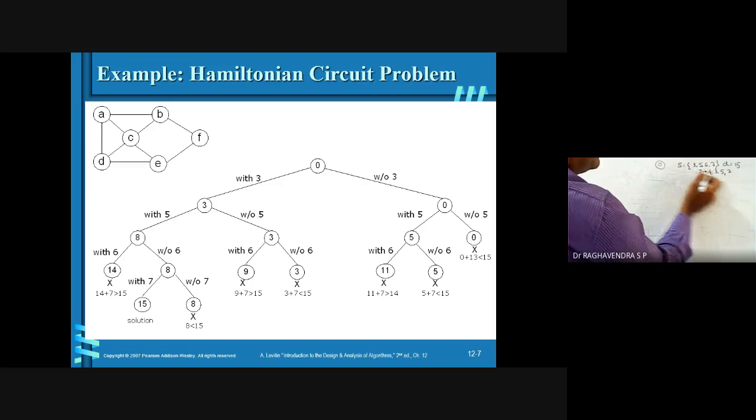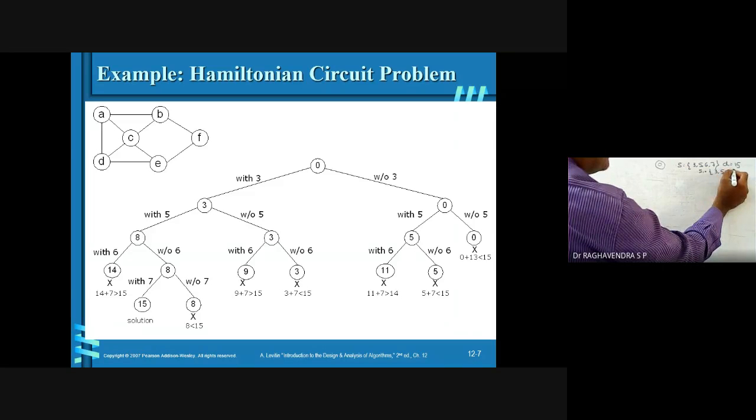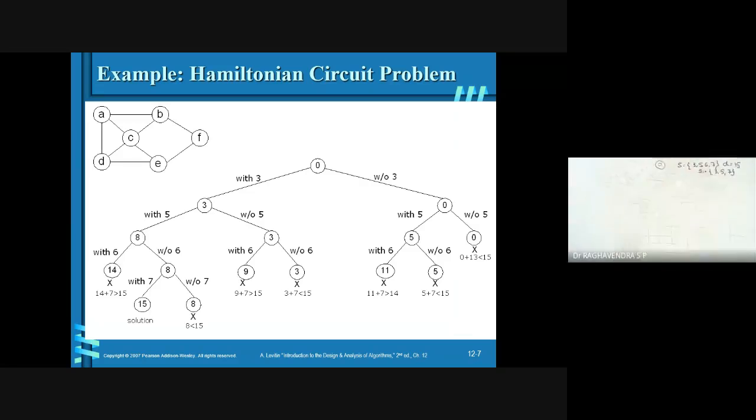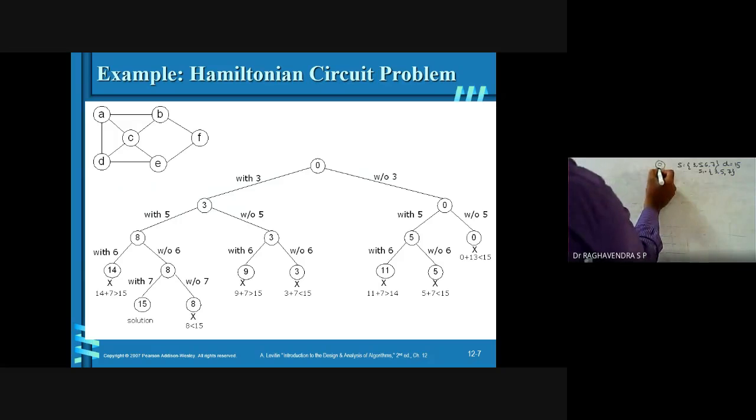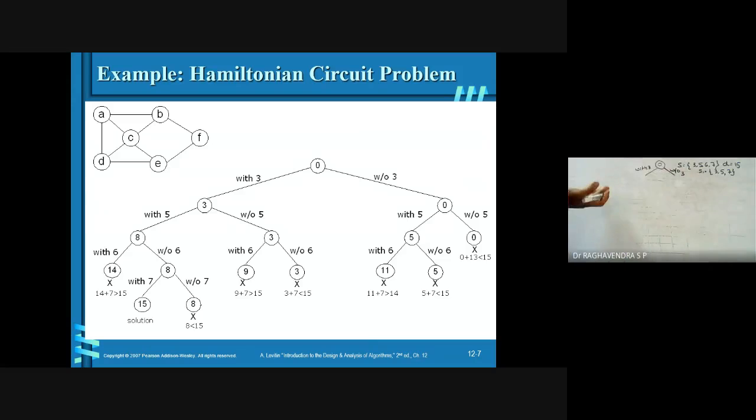So 3 plus 5 is 8, and 8 plus 7 is 15. So this is one possibility. So how to find this using the state space tree? First we take 0. On the left side we take with 3, because the first element is 3, and on the right side without 3. So with 3 and without 3: the left is inclusion and the right side is exclusion.